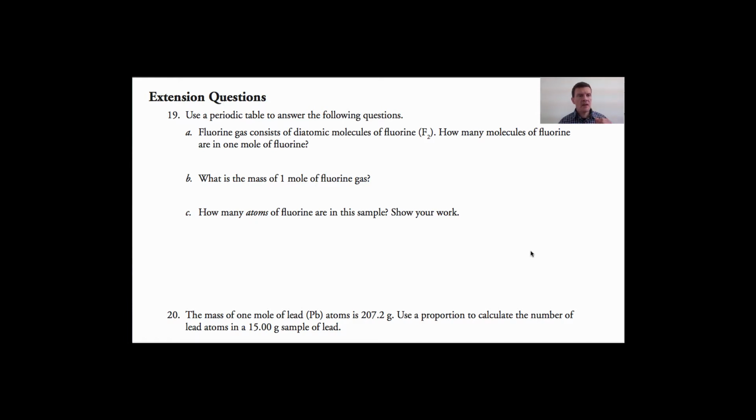All right. In our extension question here, it says, use a periodic table to answer the following questions. Fluorine gas consists of diatomic molecules of fluorine, F2, always F2 in nature. How many molecules of fluorine are in 1 mole of fluorine? So molecules. This is 1 molecule: F bonded with another F. That counts as 1 molecule. Don't count it as 2 just because it has F2. So in 1 mole of fluorine, there are 6.022 times 10 to the 23rd molecules. A mole of anything is that number right there.